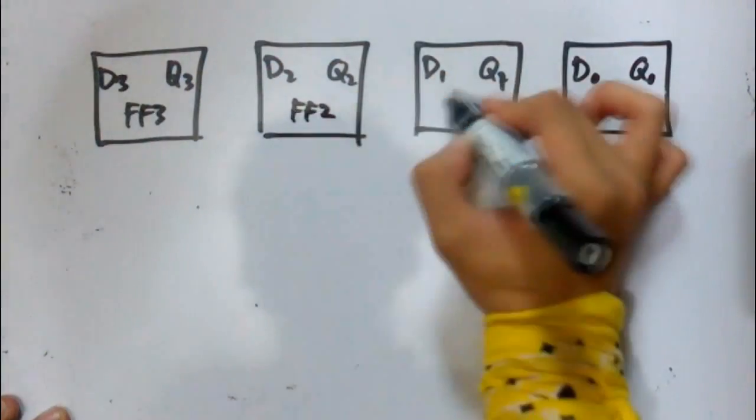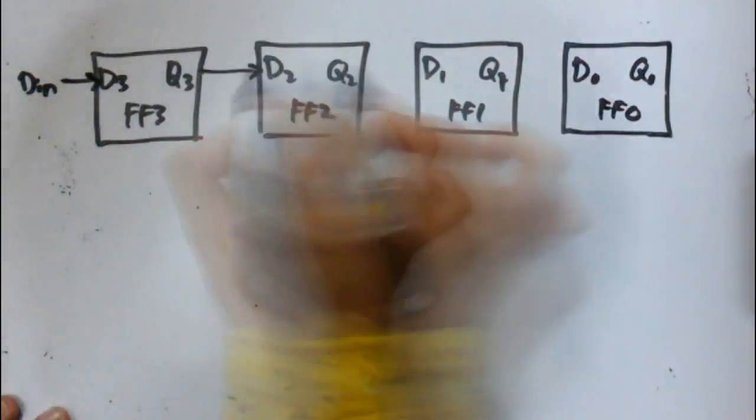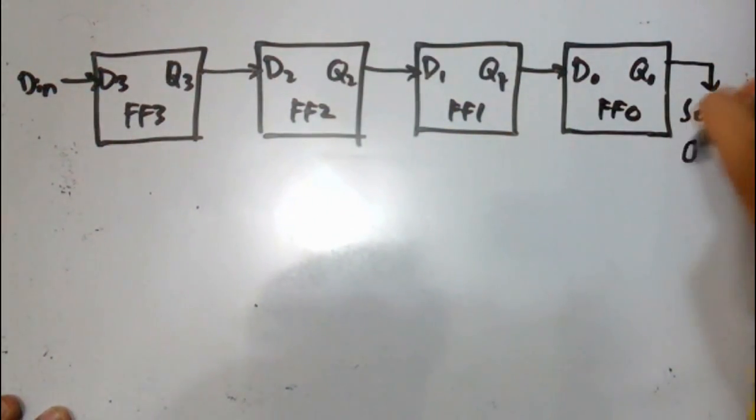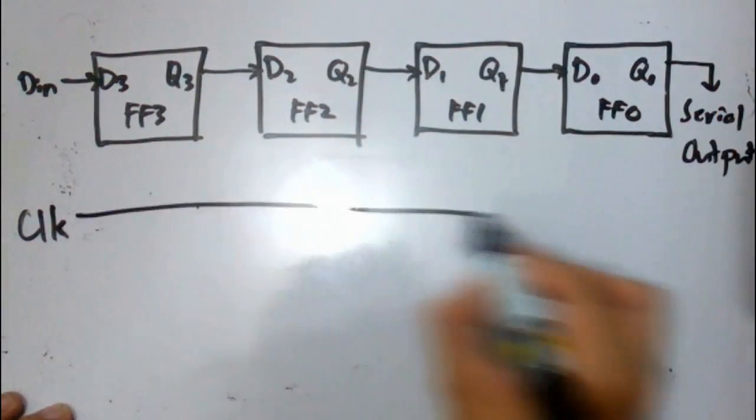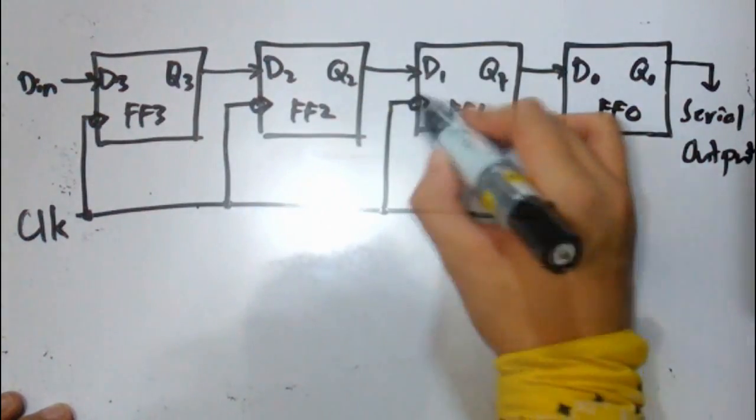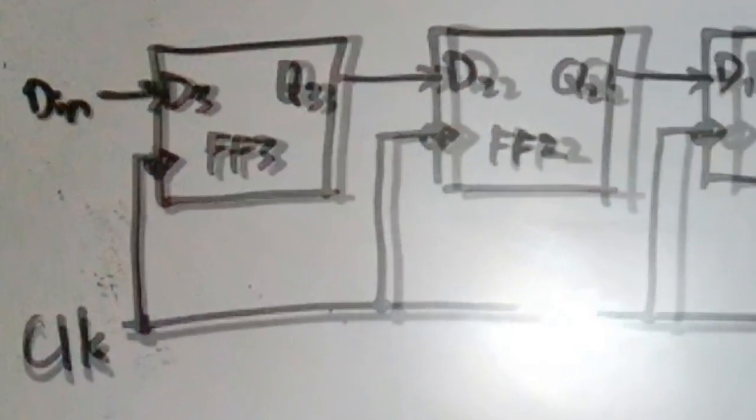In this section, we will only discuss the shift to the right mode. It is also applicable to the shift to the left mode, which is just opposite of the first mode. Let us examine the schematic diagram of the SISO register. As you can see, the clocks are connected to each of the four flip-flops.